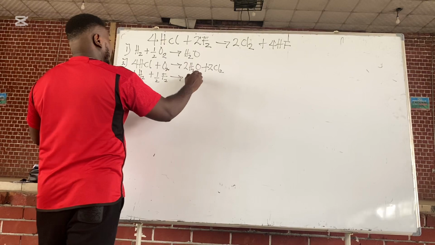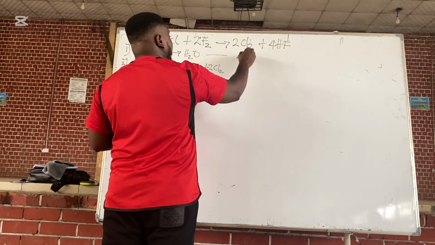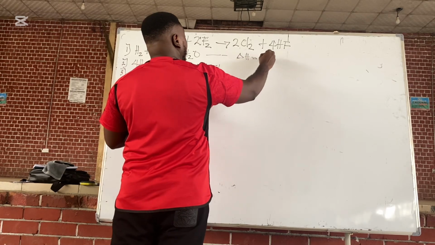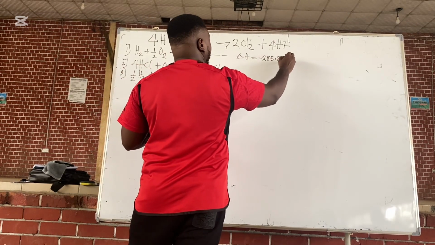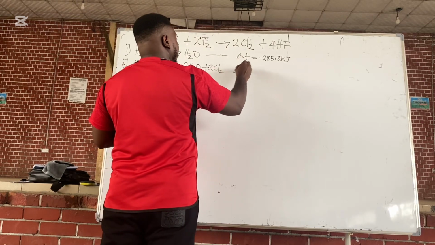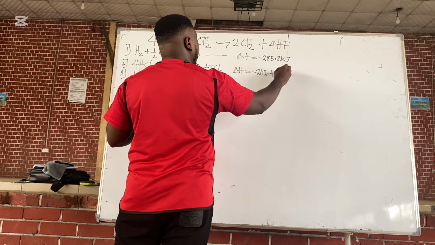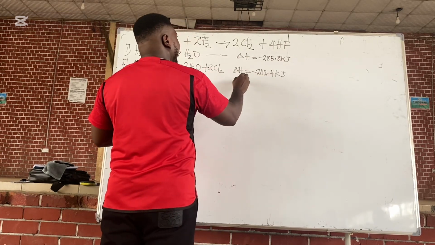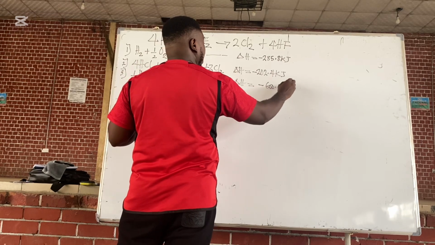Now let me give you the enthalpy changes. For equation 1, the enthalpy change is minus 285.8 kilojoules. For equation 2, the enthalpy change is minus 202.4 kilojoules, and for equation 3, the enthalpy change is minus 600.0 kilojoules.